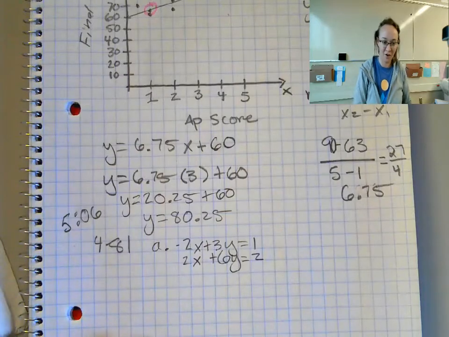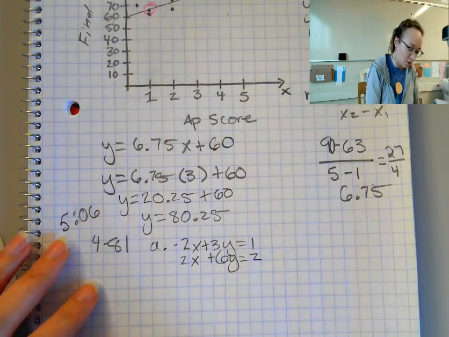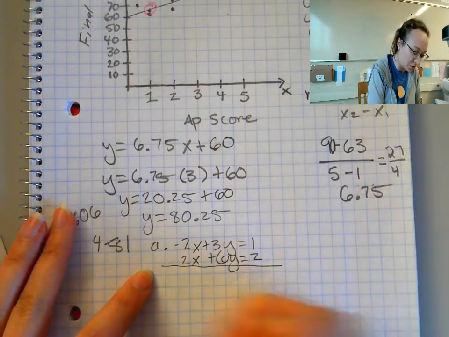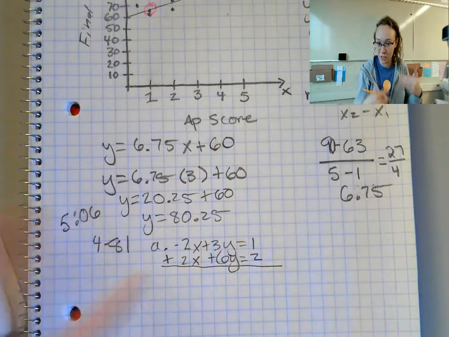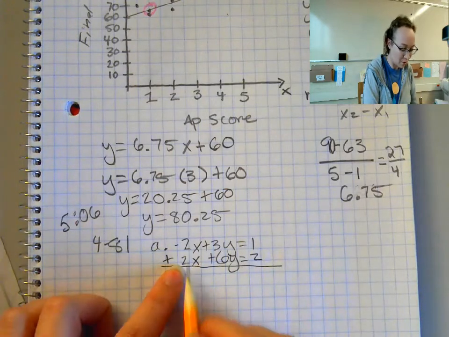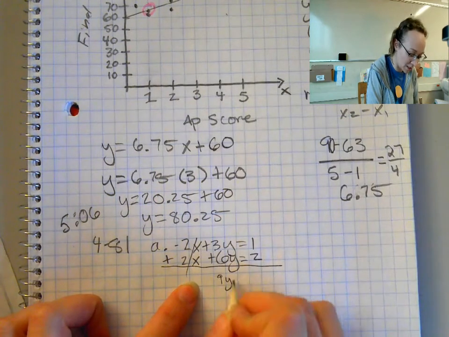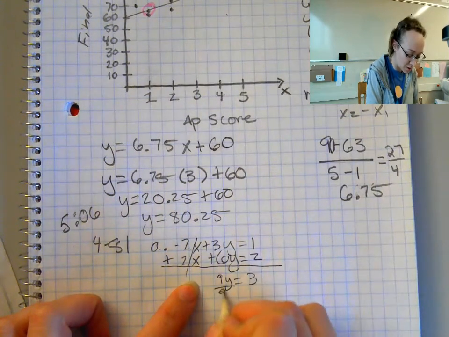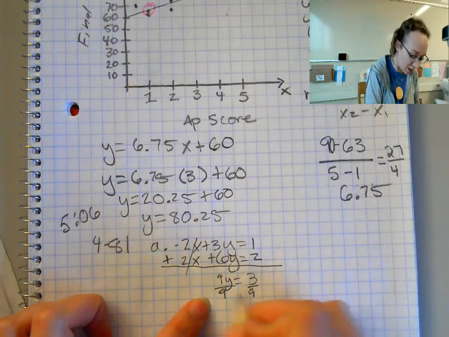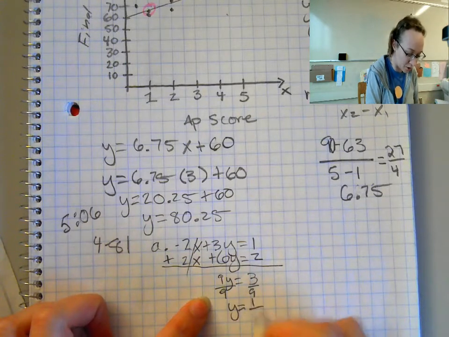Okay, on 4-81, we're going to solve by elimination. That's what I'm going to pick to do, because when I add them together, my x's are just going to disappear. Woohoo! That gives me 9y equals 3. Divide by 9, and I get y equals 1/3.